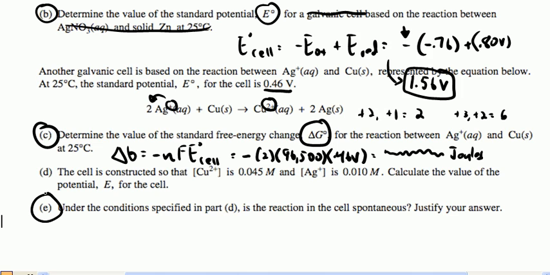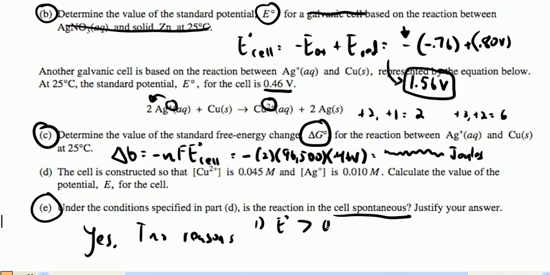For this one, it just is asking you if it's spontaneous. So the answer is yes, and there are 2 reasons. Reason 1, E is greater than 0, because it was 0.46 volts. Reason 2, delta G would be less than 0, according to your calculation up there.